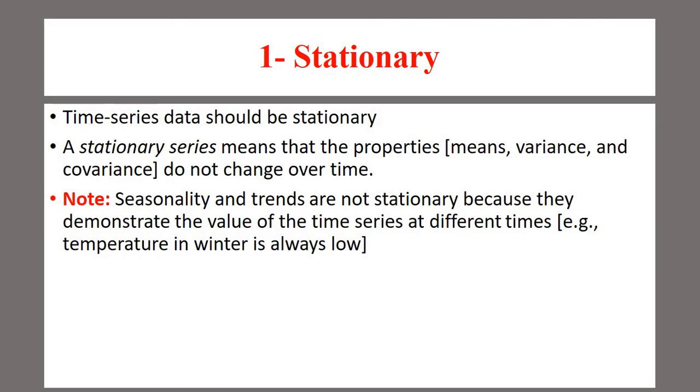Another point here is that seasonality and trends are not stationary because they demonstrate the values of the time series at different times, such as the temperature in the winter is always low. So each winter, we can expect a certain value of the temperature as a seasonality. So this value is a seasonality, not stationary.